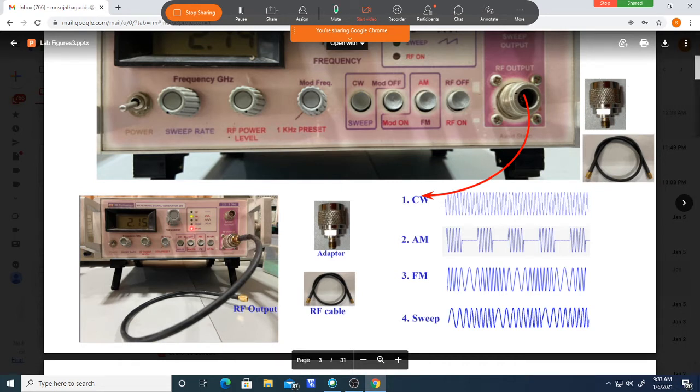Here the threads are there, you just put it here. Okay, next, this is connected here. Okay, so to this you should connect this cable. This is a cable available in our laboratory. See, first you connect the adapter.